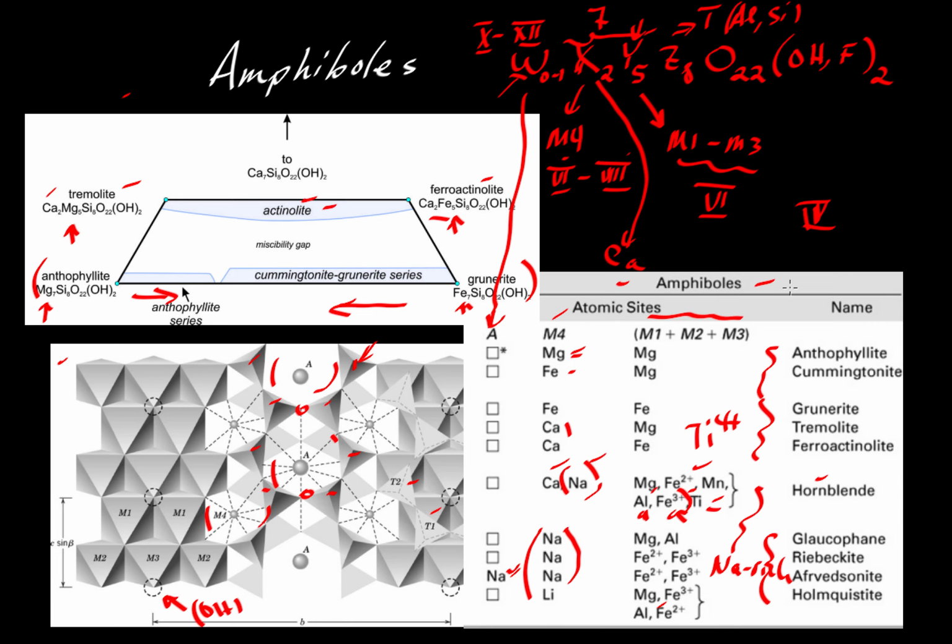In any case, very nice summary here in Klein and Dutrow to show the kinds of compositions that we can get. These are the quad components here that are illustrated in this diagram by Dexter Perkins, and then these non-quad components are also very important. They're not going to be illustrated in here. They're non-quad because they don't plot within this quadrilateral, but they're very important for understanding igneous and metamorphic systems.